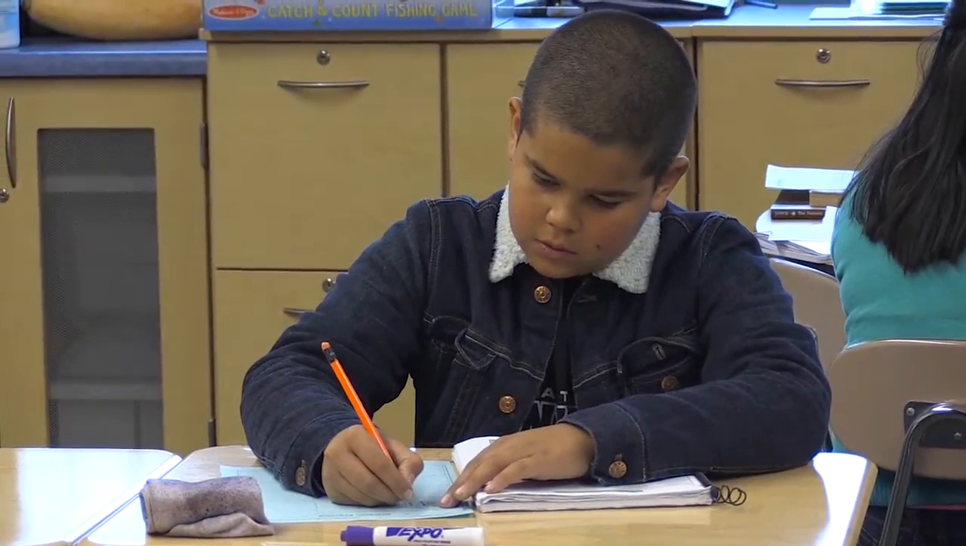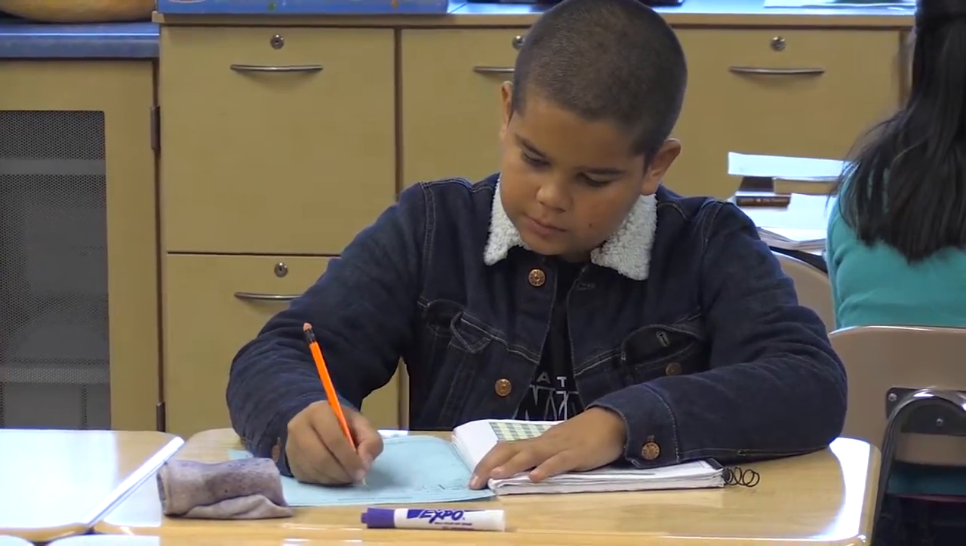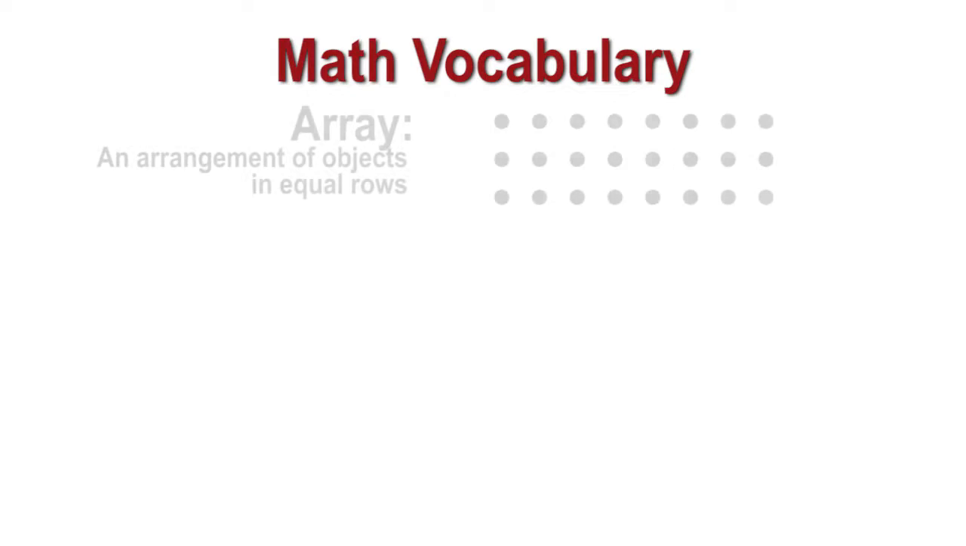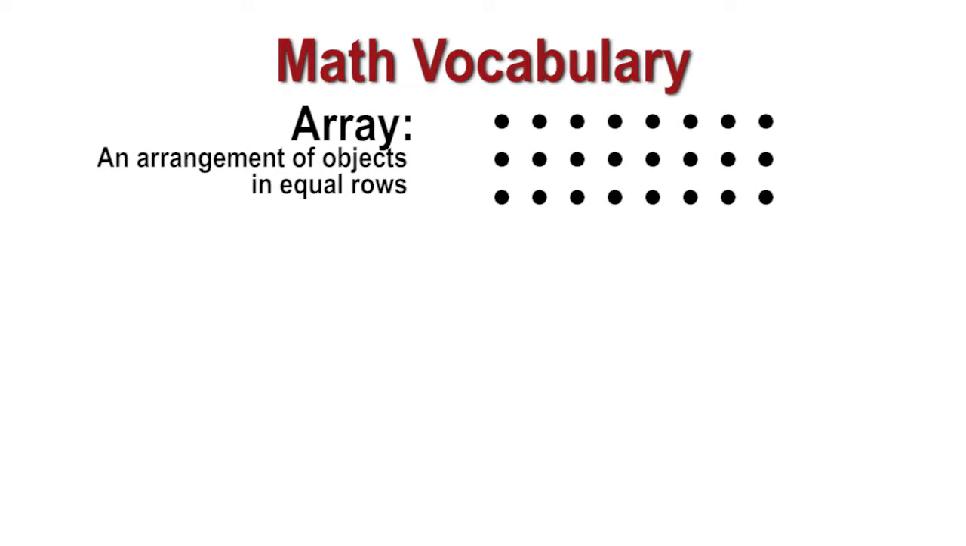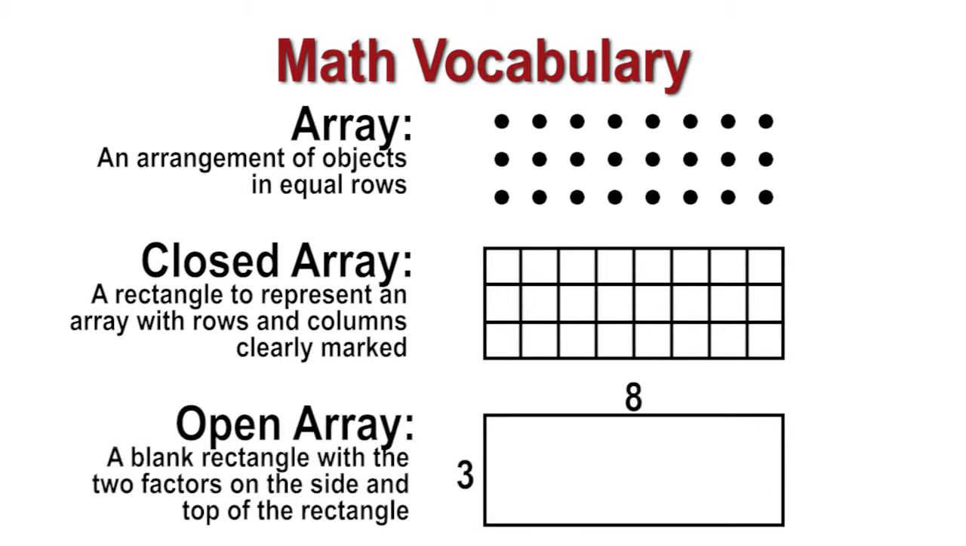For today's lesson, we will use base 10 blocks and arrays to help us with multiplication. Here's the vocabulary needed for this lesson. An array is an arrangement of objects in equal rows. A closed array is a rectangle used to represent the array with rows and columns clearly marked. An open array is a blank rectangle used to represent an area model with the two factors written on the side and top of the rectangle.